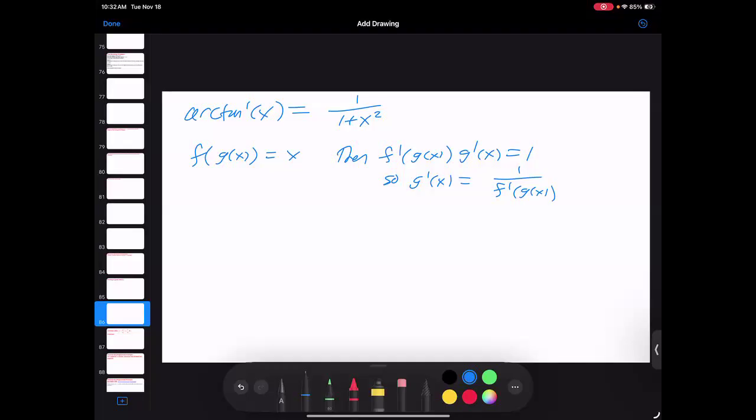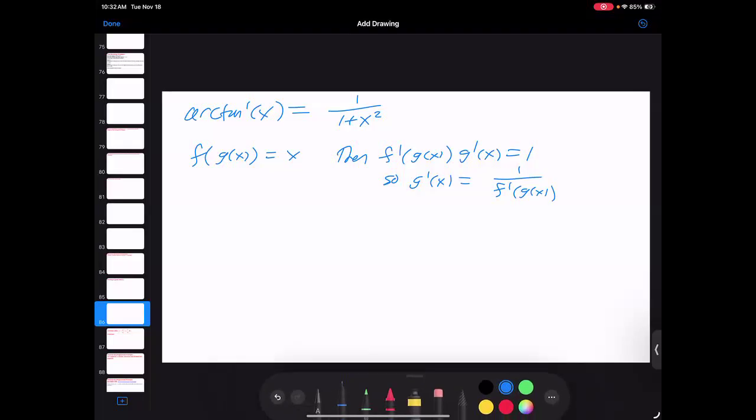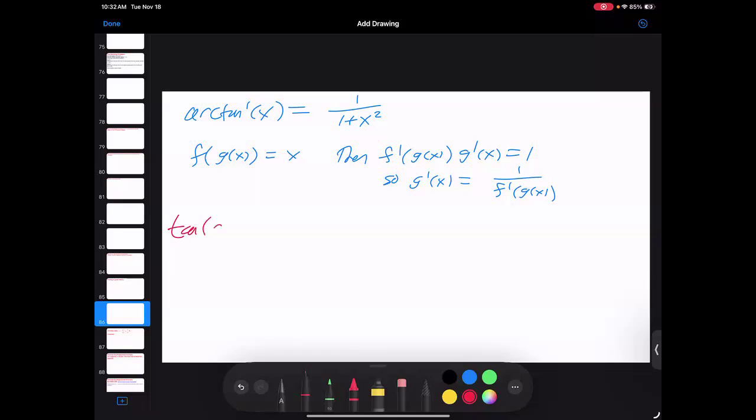So I need to find two functions whose composition gives the identity. Can you think of any function to compose with arctangent of x and get x from it? What function should I have hitting arctangent? Tangent of arctangent. Yeah. So the tangent of arctangent of x equals x, right? So by what we've just used a moment ago, that tells us arctangent prime of x is 1 over tangent prime at arctangent of x.